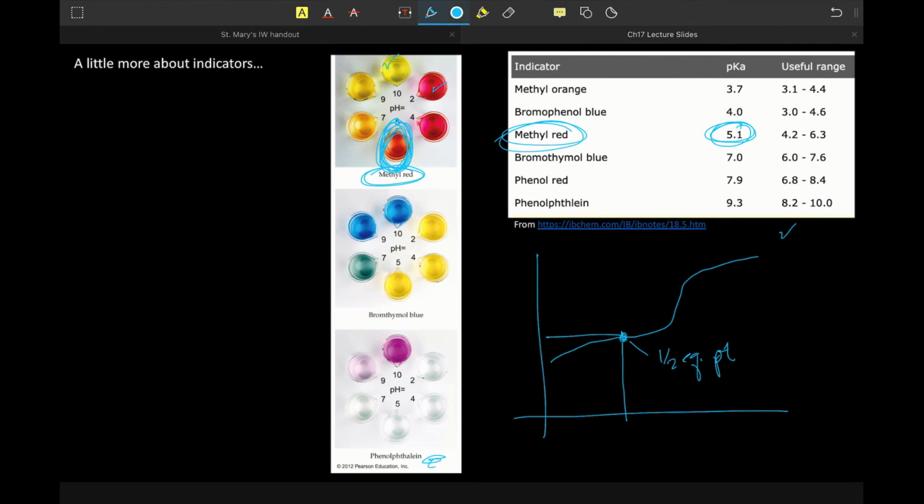Same thing with bromothymol blue. If we're taking a look here, bromothymol blue has a pKa of 7, and we'll see 7 is where we get that 50-50 color, because that's approximately the half equivalence point, which then would overlap with the actual equivalence point of a titration. Does that make sense?